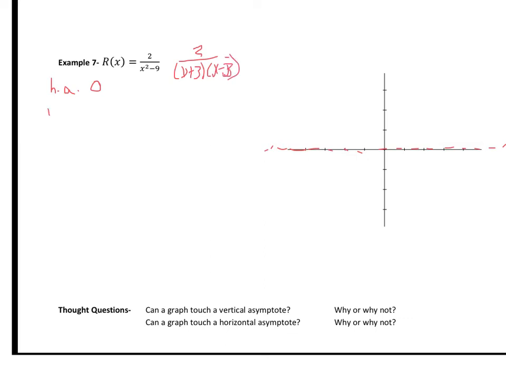All right, vertical asymptote. At x equals what? Yeah, plus and minus 3. Hole. Do we have any holes? Nope, we got none. Okay. X and y intercepts.